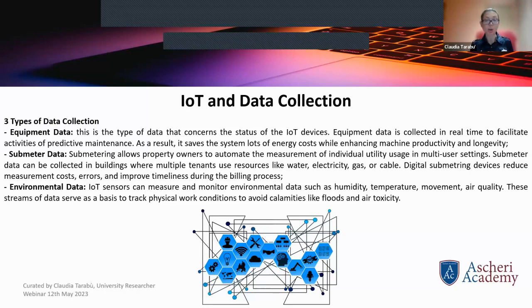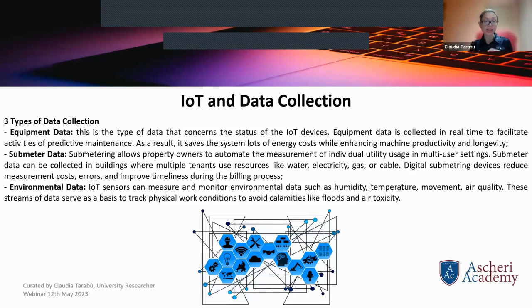The second type of data collection is the sub-meter data. So sub-metering allows property owners to automate the measurement of individual utility usage in an environment constructed by multi-user exploitation. Sub-meter data can be collected, for example, in buildings where multiple tenants use resources like water, electricity, gas, or cable. So digital sub-metering devices reduce the costs associated to the process of measurement, the costs associated to errors, and also this digital sub-metering device can improve the timeliness during the billing process.